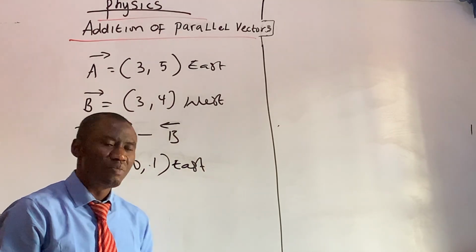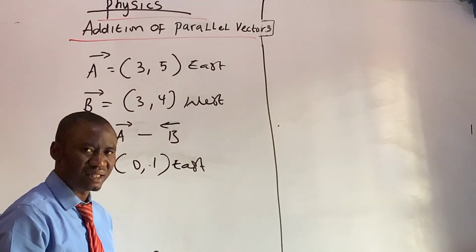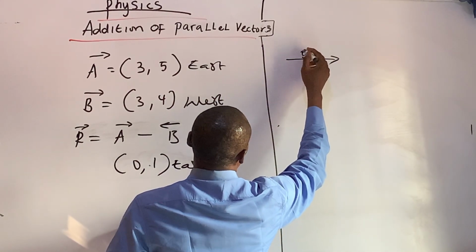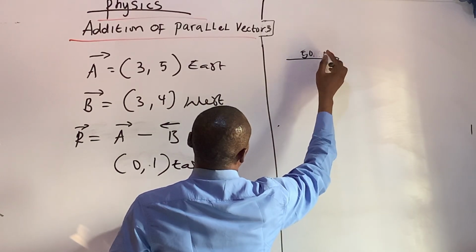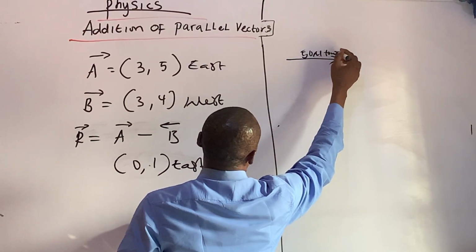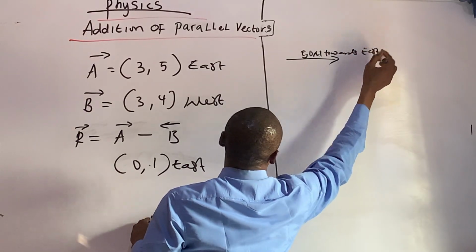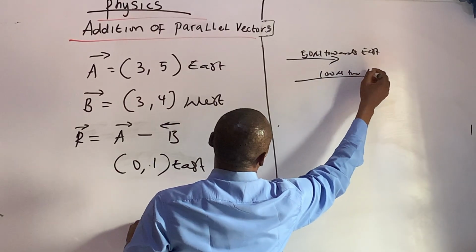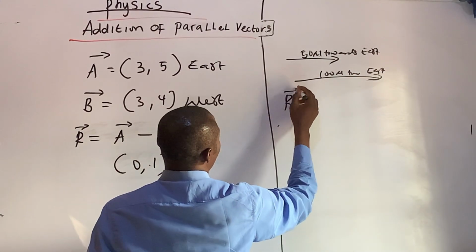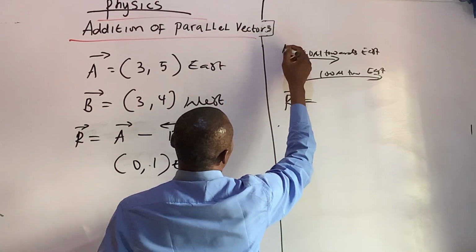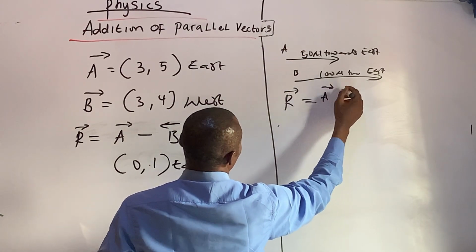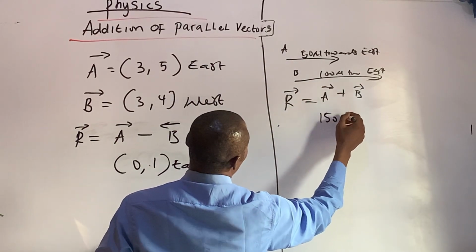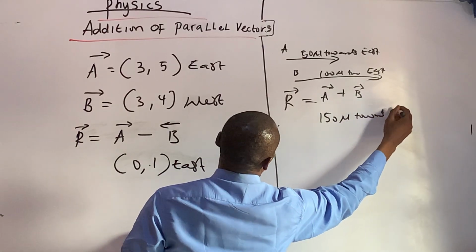Why do I say to the east? Because of the positive sign that is there. Let's say we have a vector of 50 Newton towards east, and then another vector, 100 Newton towards east. Now, the resultant vector here is simply vector A plus vector B. That is 50 plus 100, that is 150 Newton towards east.